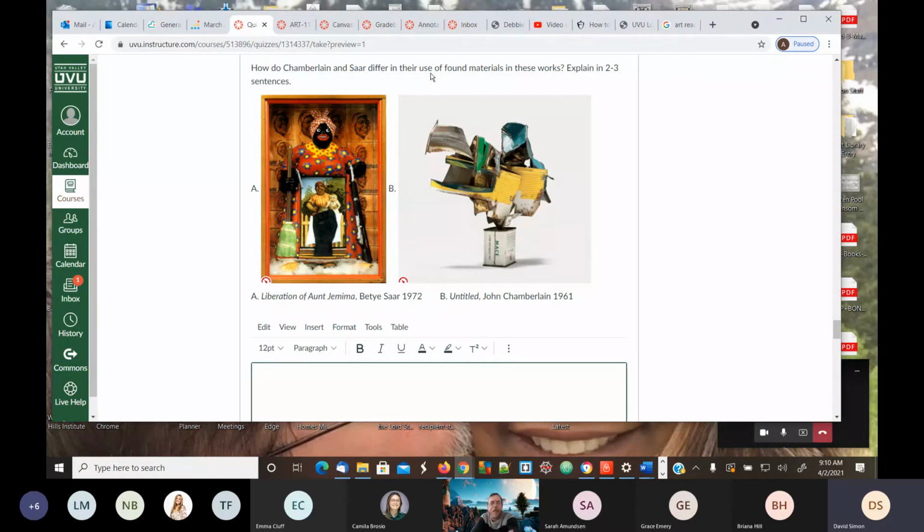Isn't that fascinating how much it changes and how quickly it changes when you realize the context and who made it? Absolutely. Yeah, I think that's pretty impressive. Well, okay, I think that's good. Let's go to the Untitled by John Chamberlain. Let's have somebody else talk about that. Can you give either your reaction to it, or identify some of the materials that went into it?